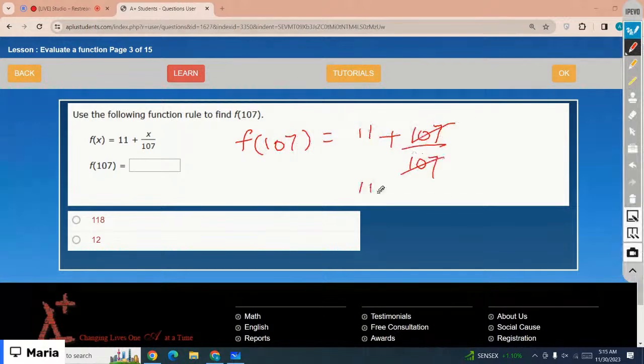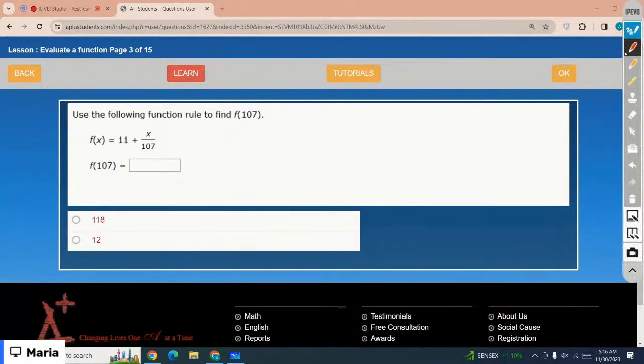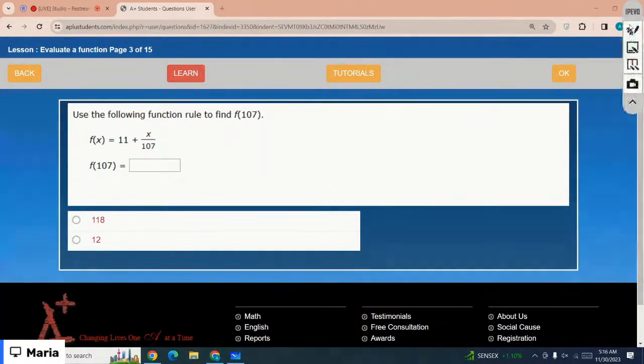So they cancel out each other. You are left with 1. So 11 plus 1 is, yes, the correct option is 12, right? So f of 107 equals 12. The correct option is 12. Got it?